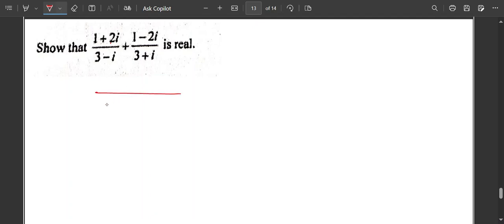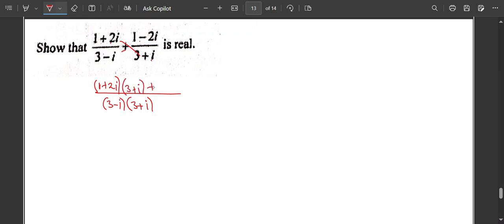I'll find what is common there: 3 minus i, again 3 plus i, plus i like that. Then on top there is still the same. I'm multiplying this one by that one, and this one like that. Okay, so I'm going to do this. I'll say 1 plus 2i. It's multiplying with this one, so it's multiplying with 3 plus i.